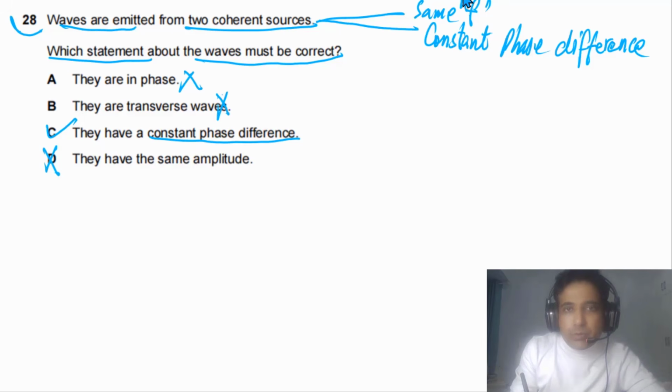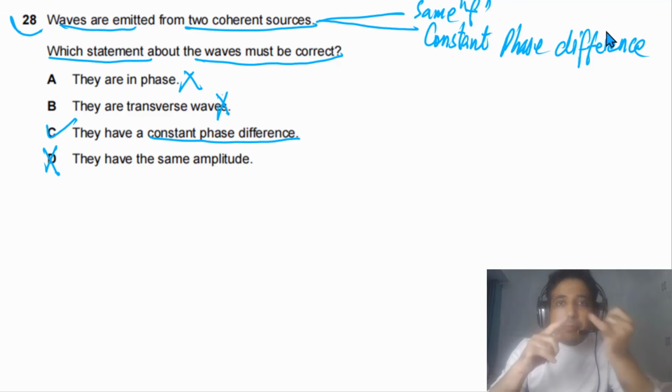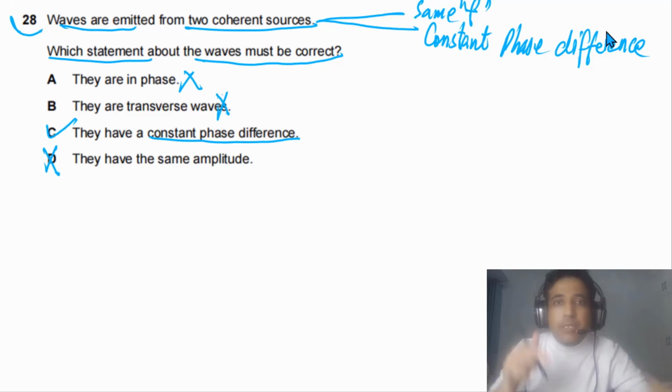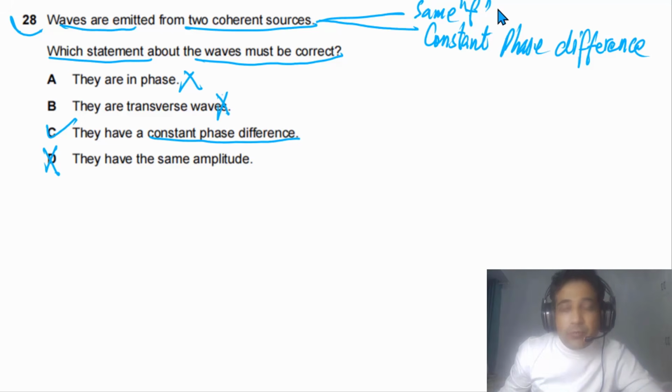So these 2 points you need to understand about coherent waves. Amplitude is not required to be the same, and also for 2 waves to be coherent, they don't need to be in phase, but they must have a constant phase difference. So they should have the same frequency as well.